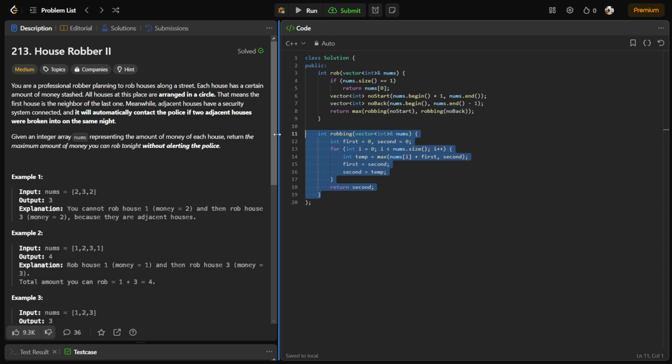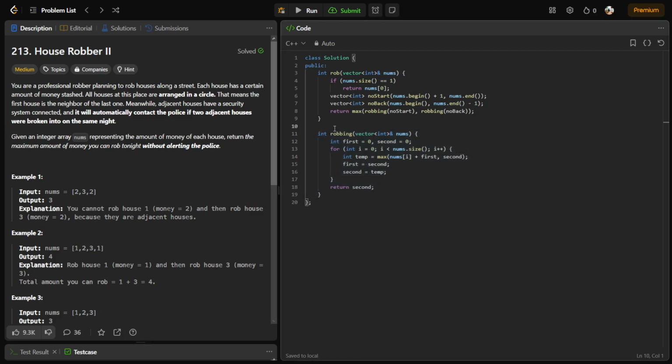So this function basically will help us find the maximum amount of money we can rob from a row of houses, right? But now for House Robber 2, the houses are now placed in a circle, right? Meaning each house has a left and right. So the first house, the left side of it would be this, right? So that's the only difference.